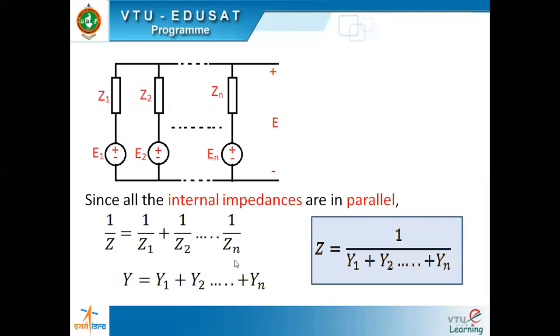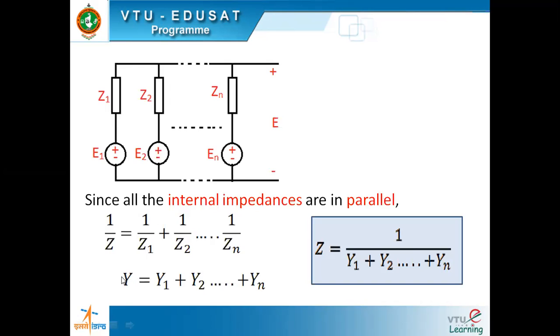Very simple stuff, but most of the people come and get stuck here. After this point, sometimes they will not be able to prove this. So in simple terms, you have to deal with 1 by Z is Y, 1 by Zn is Yn. You write this particular equation in terms of admittances, which is the inverse of the impedance. Then we need Z.